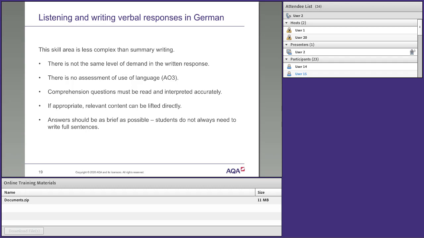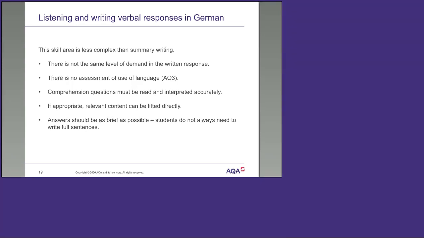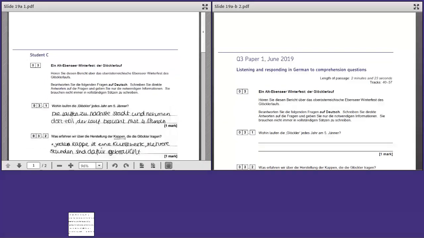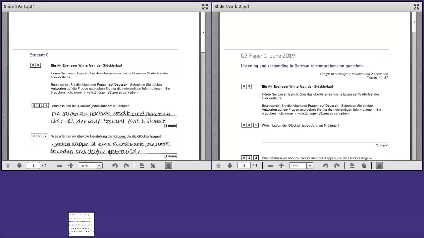So if we can have student response C on the screen, please. And Miroslava, if the delegates can have control so they can scroll up and down as we go through. So on the right hand side where the paper is, if you scroll down, you should also have the mark scheme, I believe. So you've got the transcript. No, you haven't. Oh yes, and there's the mark scheme. Yes, you've got the mark scheme as well.